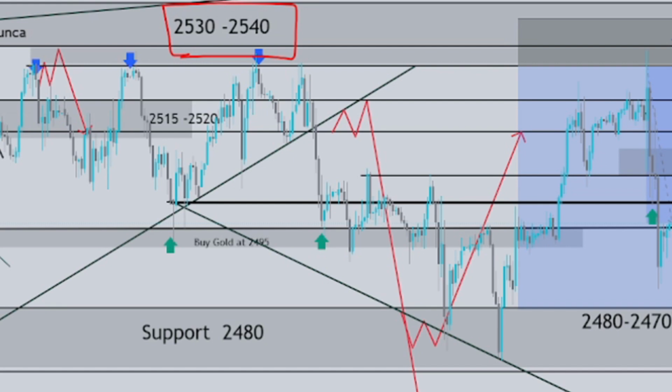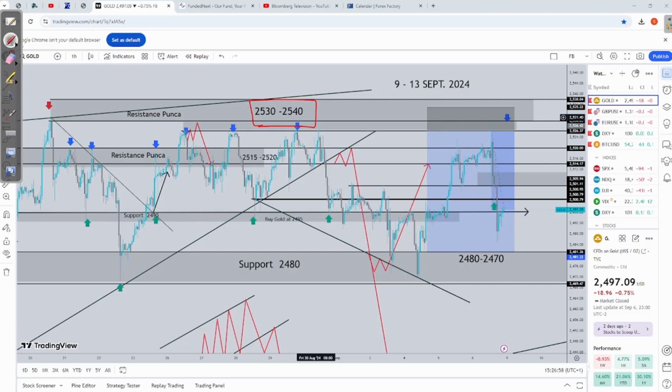If you want to look at it as a line, then it means you are going to work with 2,530 as the resistance so far. But because I want to work with a zone, that is why you can see that I'm using this particular one to work with. So that is so far what is there.